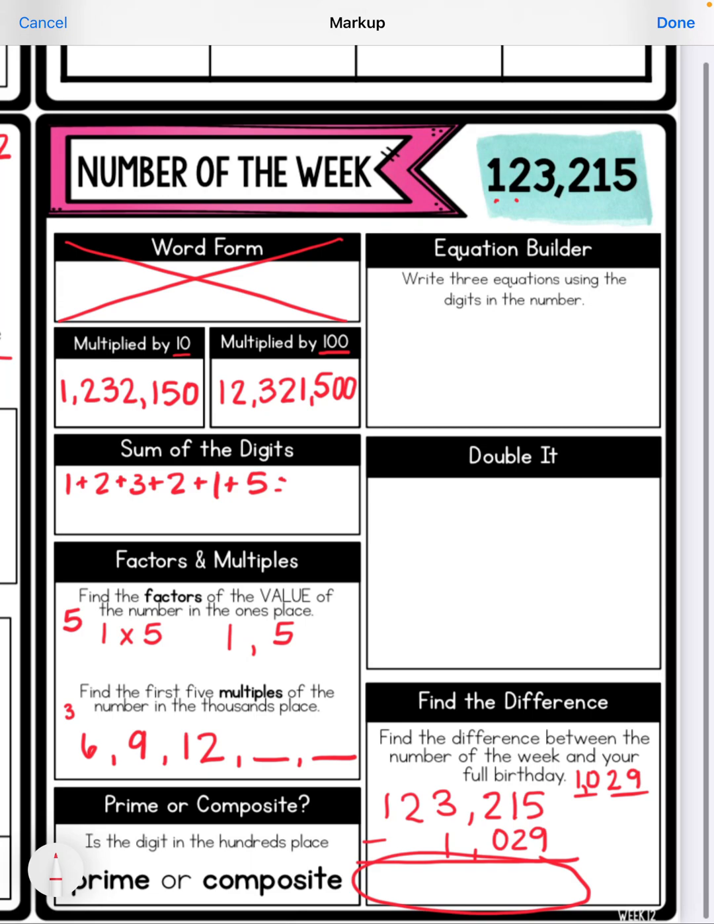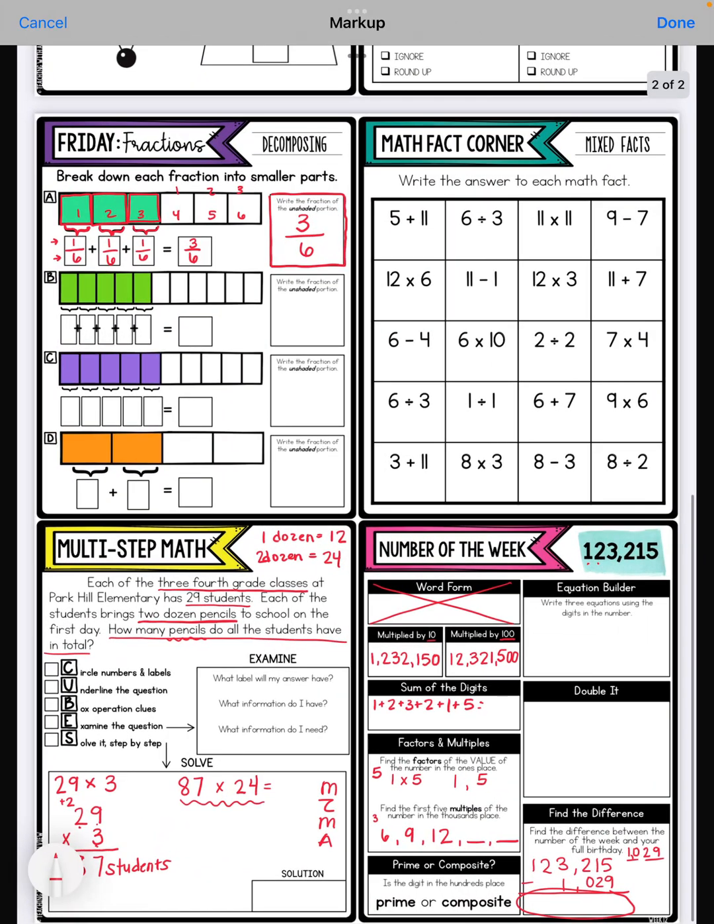But that is math boxes for the week. Make sure you pause this video, rewind this video, fast forward this video whenever you need to throughout the week. It will always be on our daily schedule.